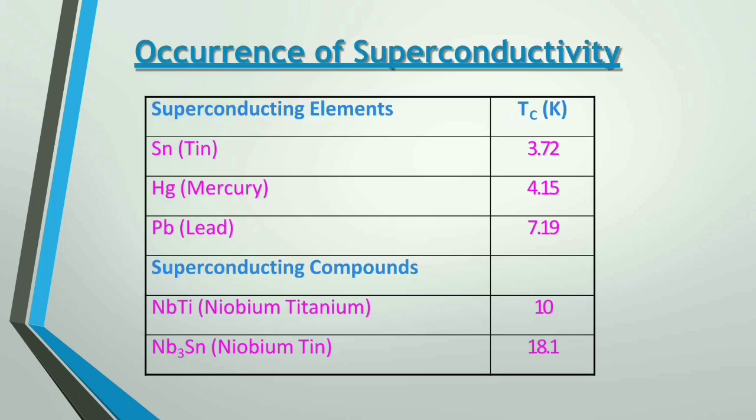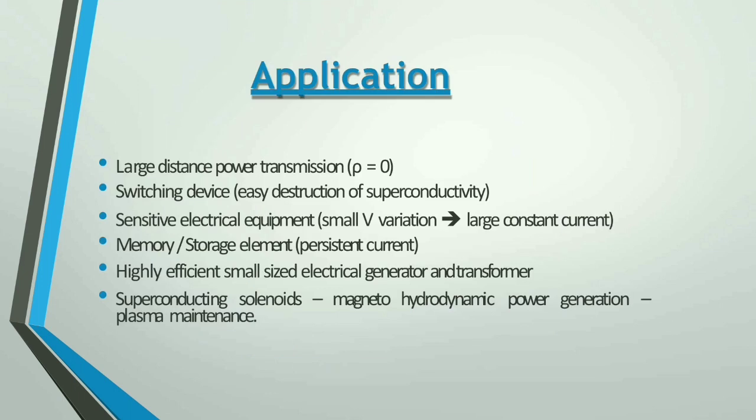Occurrence of superconductivity. Superconducting elements and constants: Sn (tin) 3.72, mercury 4.15, lead 7.19. Superconducting compounds: niobium titanium 10 and niobium tin 18.1.